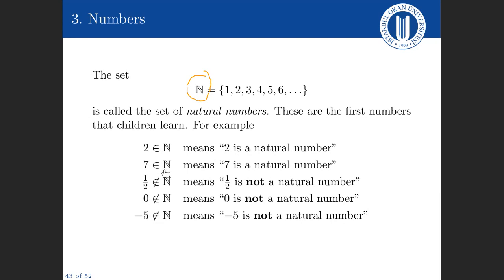7 is in the set N because 7 is a natural number. A half is not in the set N because a half is not a natural number. 0 is not in N, and negative numbers such as minus 5 are not in N. There is some disagreement around the world. Some think that 0 should be a natural number, but most mathematicians in the world agree that 0 is not a natural number. So for the purpose of this course, we're going to follow what most people agree, and we're going to say that 0 is not a natural number. It's possible that a previous maths teacher might have said 0 is a natural number, but they were in a minority if they said that.